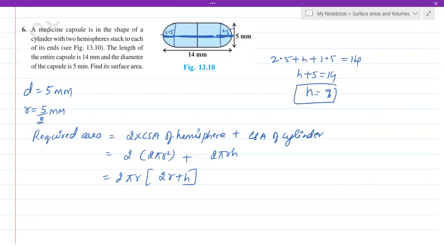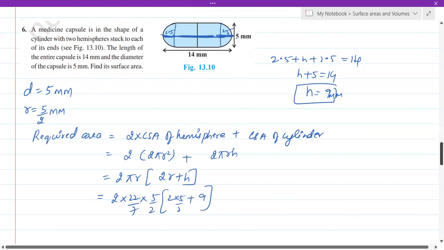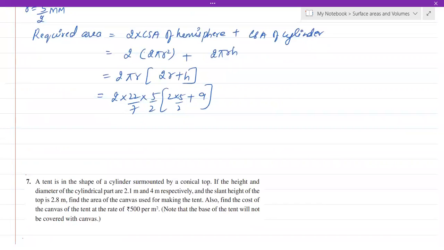Okay, so the height is 9 mm. Let's substitute in the formula 2πr(r + h). The pi value is 22 by 7. The r value is 5 by 2, so 2 into 5 by 2 plus the h value, which is 9. Okay, so let's simplify this.